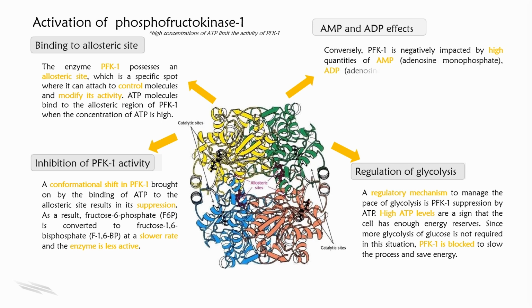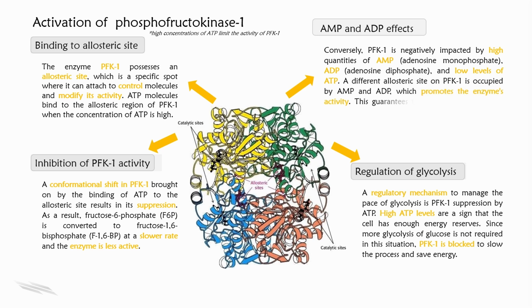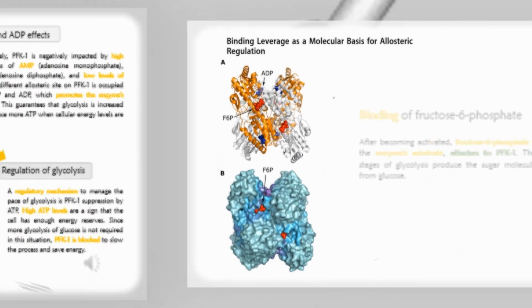AMP and ADP effects. Conversely, PFK1 is positively impacted by high quantities of AMP and ADP, and low levels of ATP. A different allosteric site on PFK1 is occupied by AMP and ADP, which promotes the enzyme's activity. This guarantees that glycolysis is increased to produce more ATP when cellular energy levels are low.